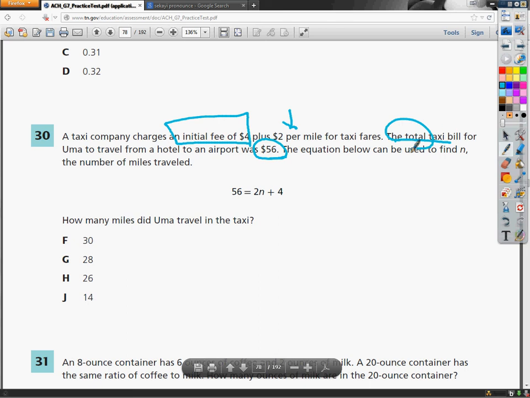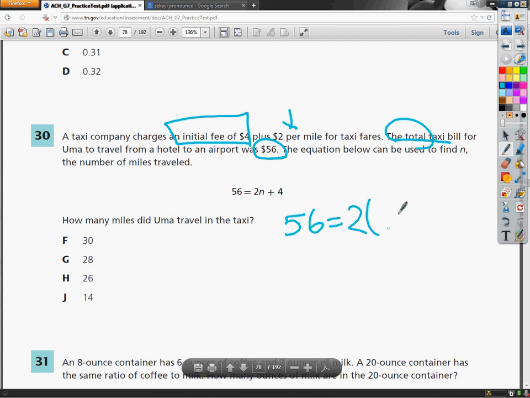So I'm going to circle those so they go together. The equation below can be used to find n, the number of miles traveled. How many miles did Uma travel in the taxi? Now, there's a couple ways you can do this problem. They gave you all the information you needed. You can solve for n, or you can just try plugging stuff in, right? We talked about substitution earlier.